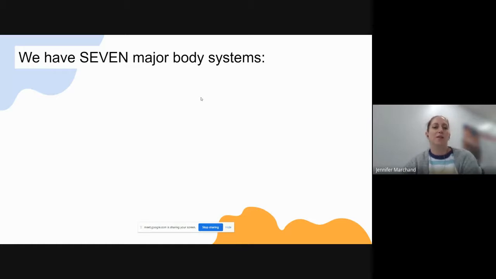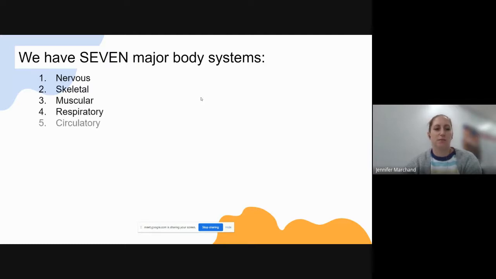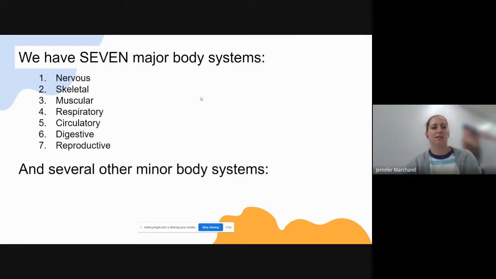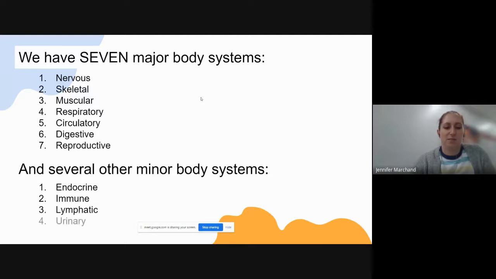All right. We have 7 major body systems. So we have the nervous system, we have the skeletal system, we have the muscular system, we have the respiratory system, circulatory, digestive, reproductive. Then we also have some minor body systems, which we will cover some of as well. So we have the endocrine system, the immune system, lymphatic system, urinary system, and integumentary system.